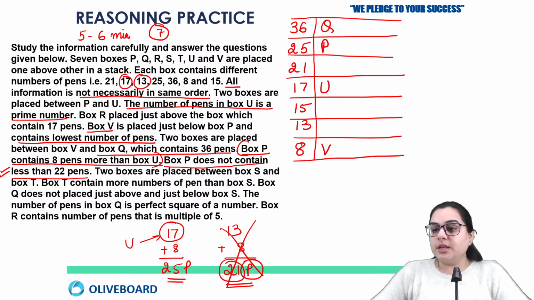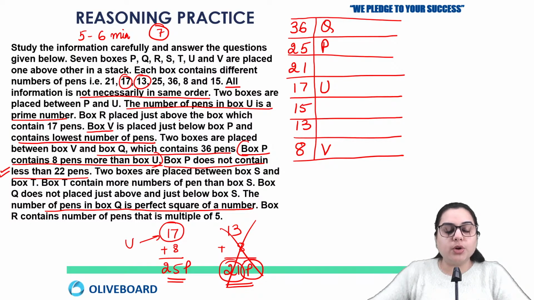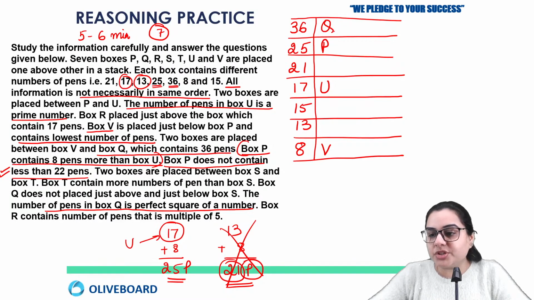Right. So now next, do we have any other information about the number of pens? Let's check out that kind of information. Here we have that the number of pens in box Q is a perfect square of a number. Now what are the perfect squares? It is either 25 or 36. But 36 is occupied by Q. So the number of pens in box Q is already written as 36. So this information is justified.